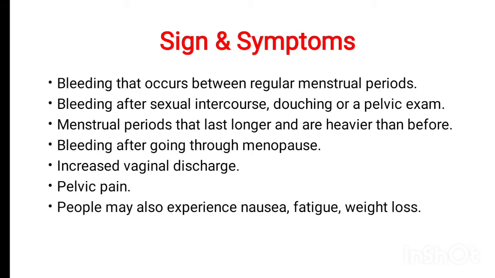Signs and symptoms: bleeding that occurs between regular menstrual periods, bleeding after sexual intercourse, douching or a pelvic exam, menstrual periods that last longer and are heavier than before, bleeding after going through menopause, increased vaginal discharge, pelvic pain. People may also experience nausea, fatigue, weight loss.